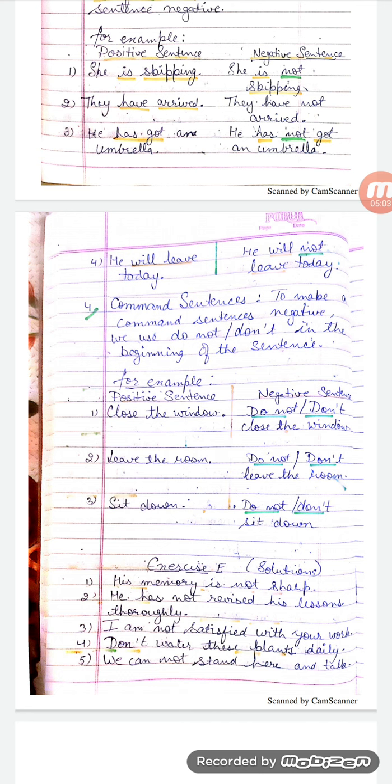Second is leave the room. Do not or don't leave the room. Third is sit down, and the answer will be do not or don't sit down.